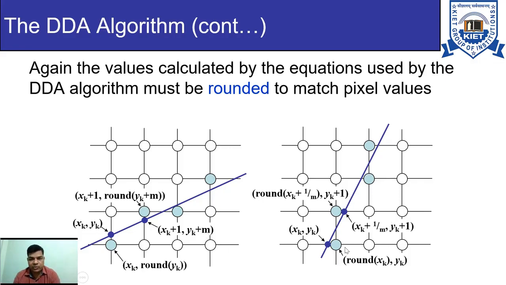While in the other case, the line has a slope of more than 1. In this case we are incrementing the value of y and approximating the value of x by adding the inverse of the slope. Again, the values calculated by the equations used by the DDA algorithm must be rounded to match pixel values. Whatever values come after approximation, we have to round those values. So again, in the DDA algorithm we are also using the concept of rounding.